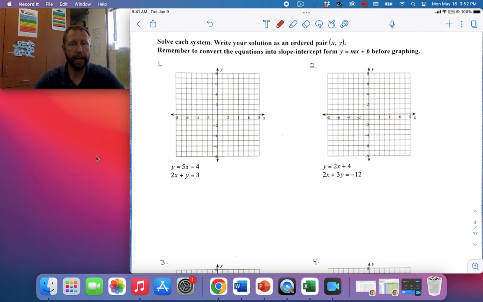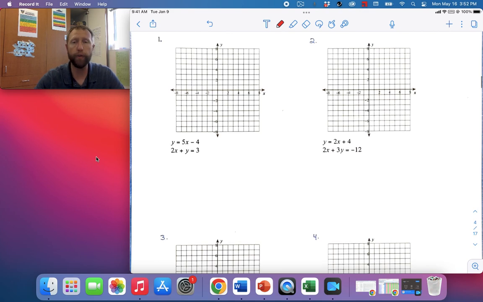All right, I'm going to go ahead and show you guys how to solve these. So for all 4 of these problems, the first equation already has y by itself. I can see what the slope and the y-intercept is. So for number 1, for instance, look right here. The slope is 5, the y-intercept is negative 4. I have to solve the second equation to get y by itself.